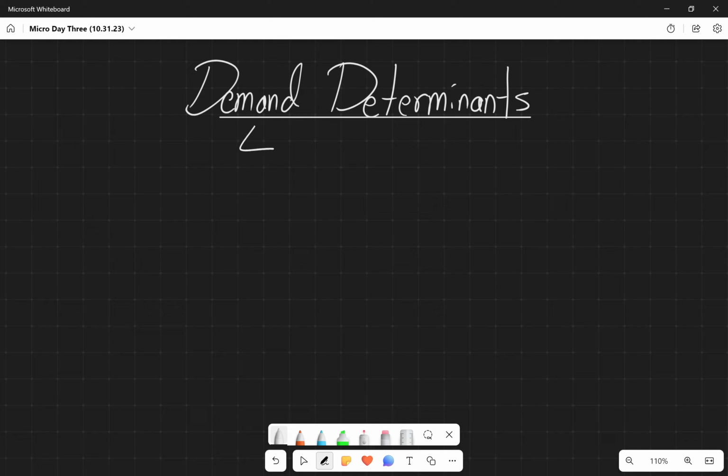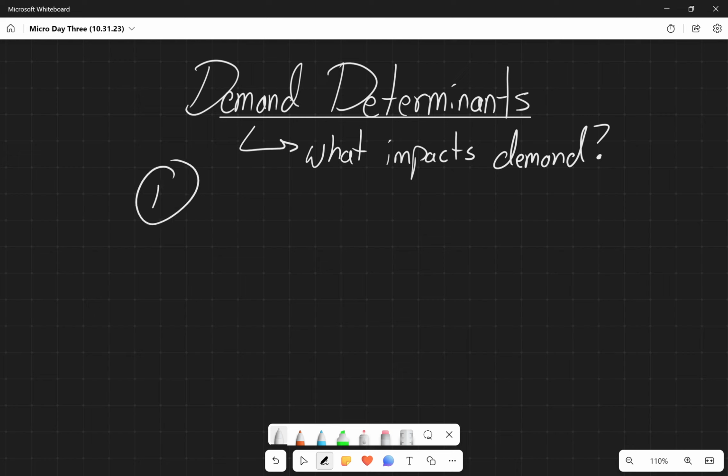And so when we're talking about demand determinants, the other way to think about this is what affects or impacts demand. So the first one that we have here is probably the biggest category or catch-all or bin when we are classifying demand and supply changes. This is our changes in tastes and preferences.